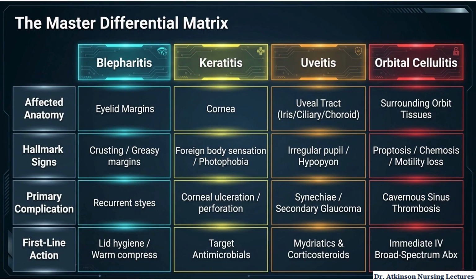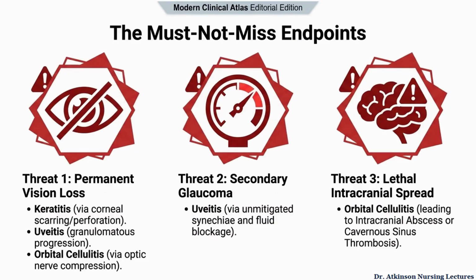Study this matrix. Know which anatomical structure each condition targets, what the signature finding is, and what the most dangerous complication is. That's your rapid triage framework. 3 outcomes you absolutely cannot let happen because they are either irreversible or life-threatening.